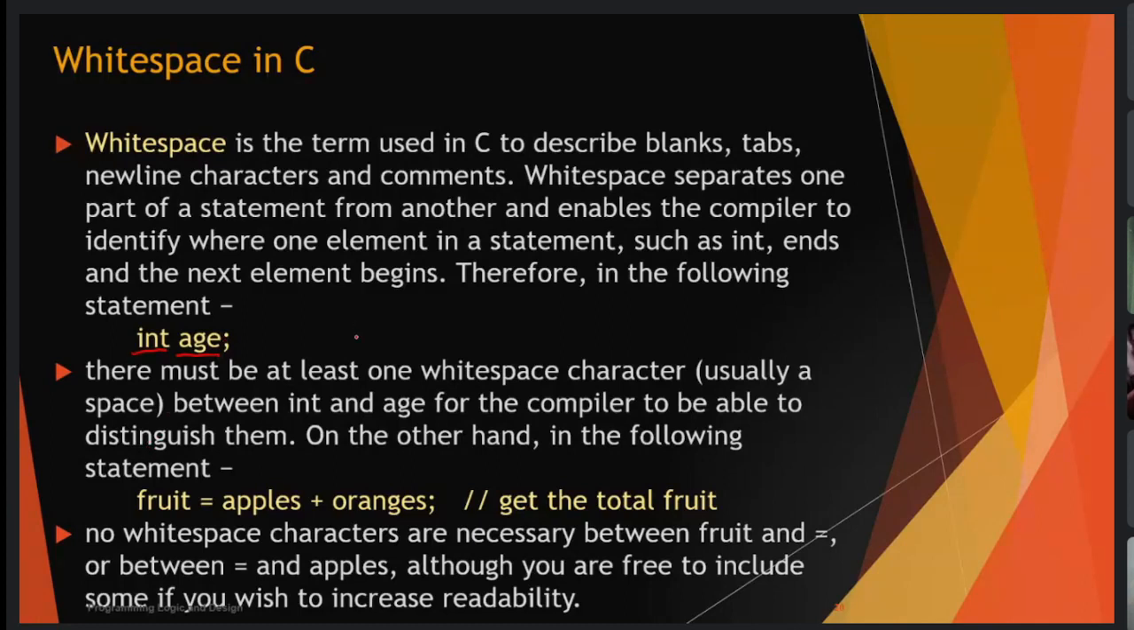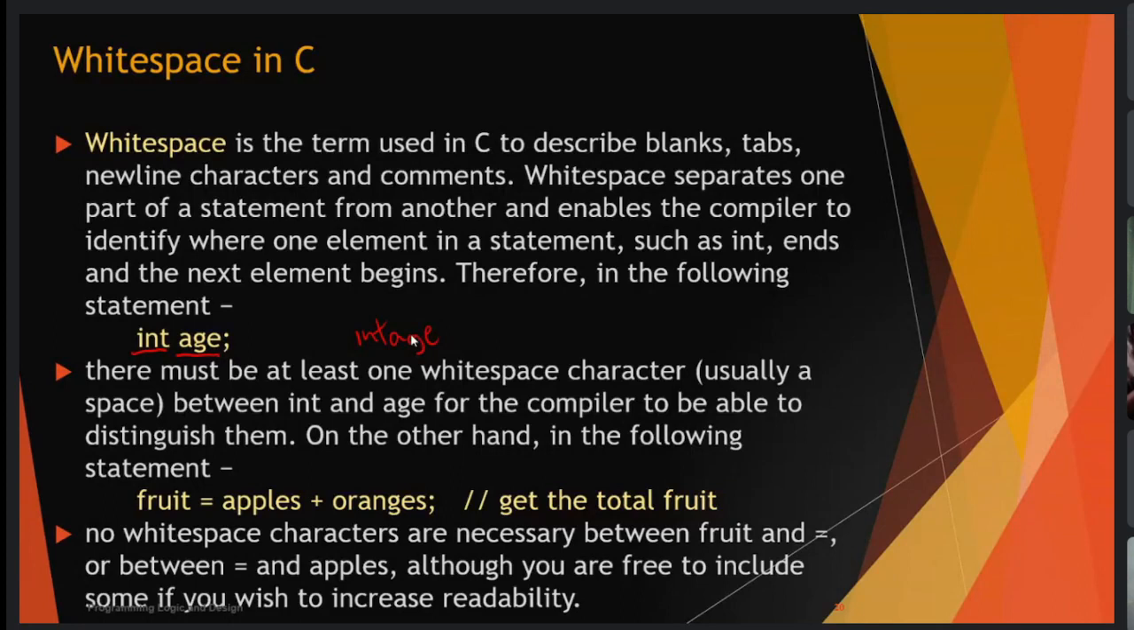Because if you say int age, it might be read by the compiler as, oh, it created an identifier. Okay? So to differentiate an identifier from a reserved word, you put a space between them.